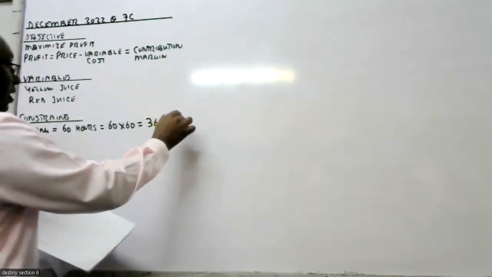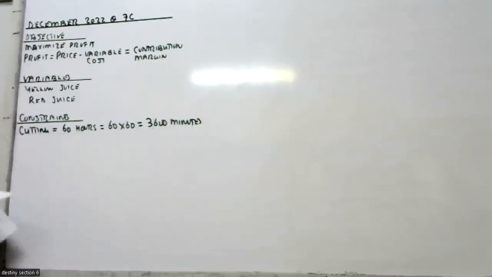The next thing that you need to do is to identify the constraints. The constraints are the items, the resources, whose maximum quantity has been given. As you can see, we have cutting hours. For cutting, we have been given 60 hours. If you convert 60 hours to minutes, 60 times 60 is 3,600 minutes. Those are the minutes that are available for cutting.